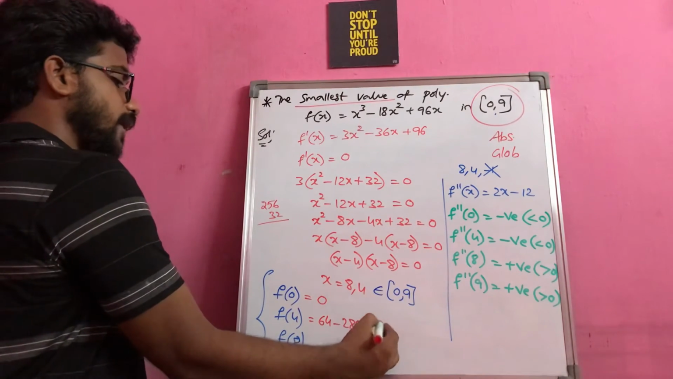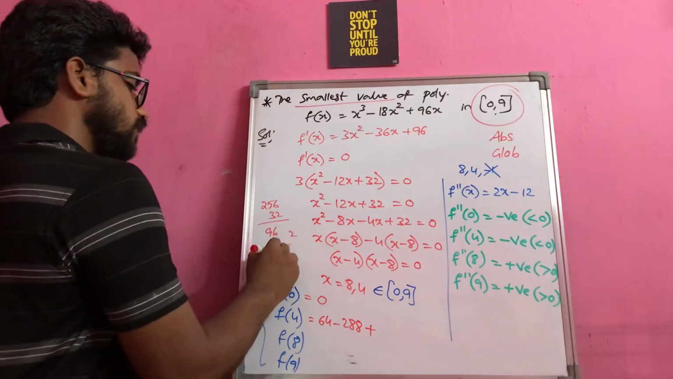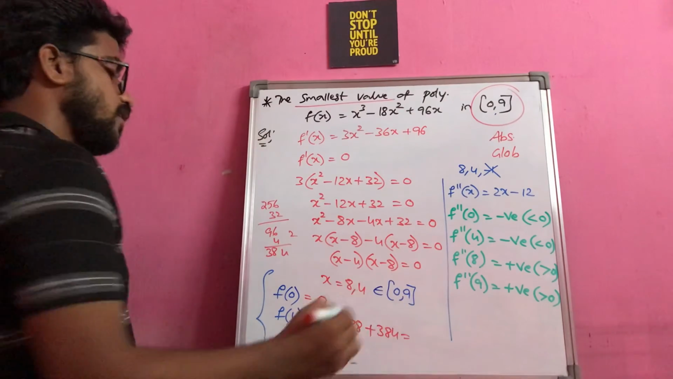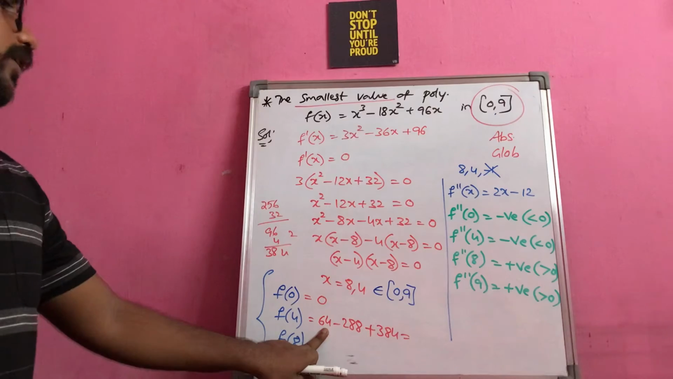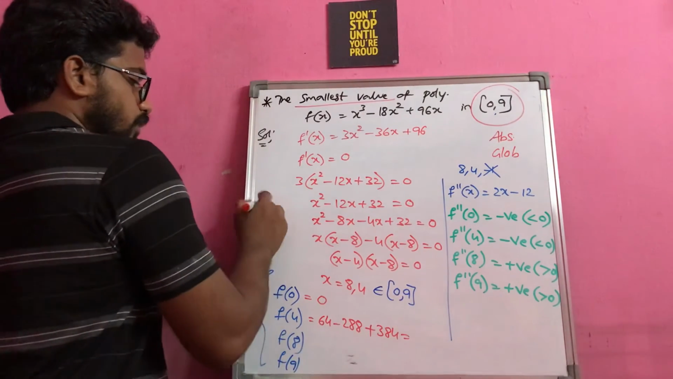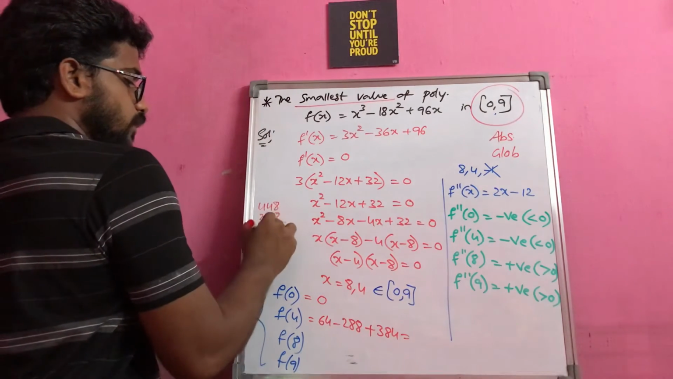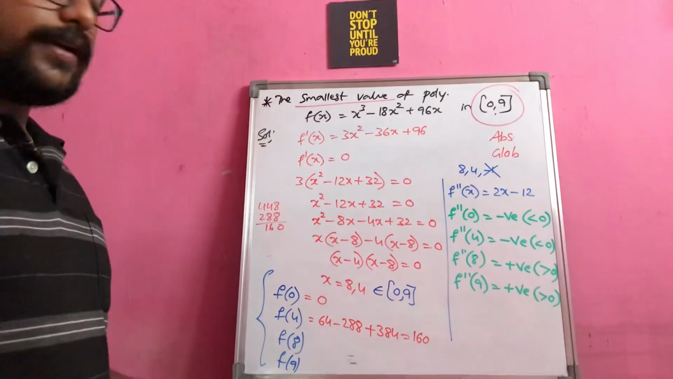And then plus 96 into 4, 384. Right? So 384 plus this one will become 448. 448 minus 288, so 0 and then this is 60. 160 I am getting. So let us check with 8 now.